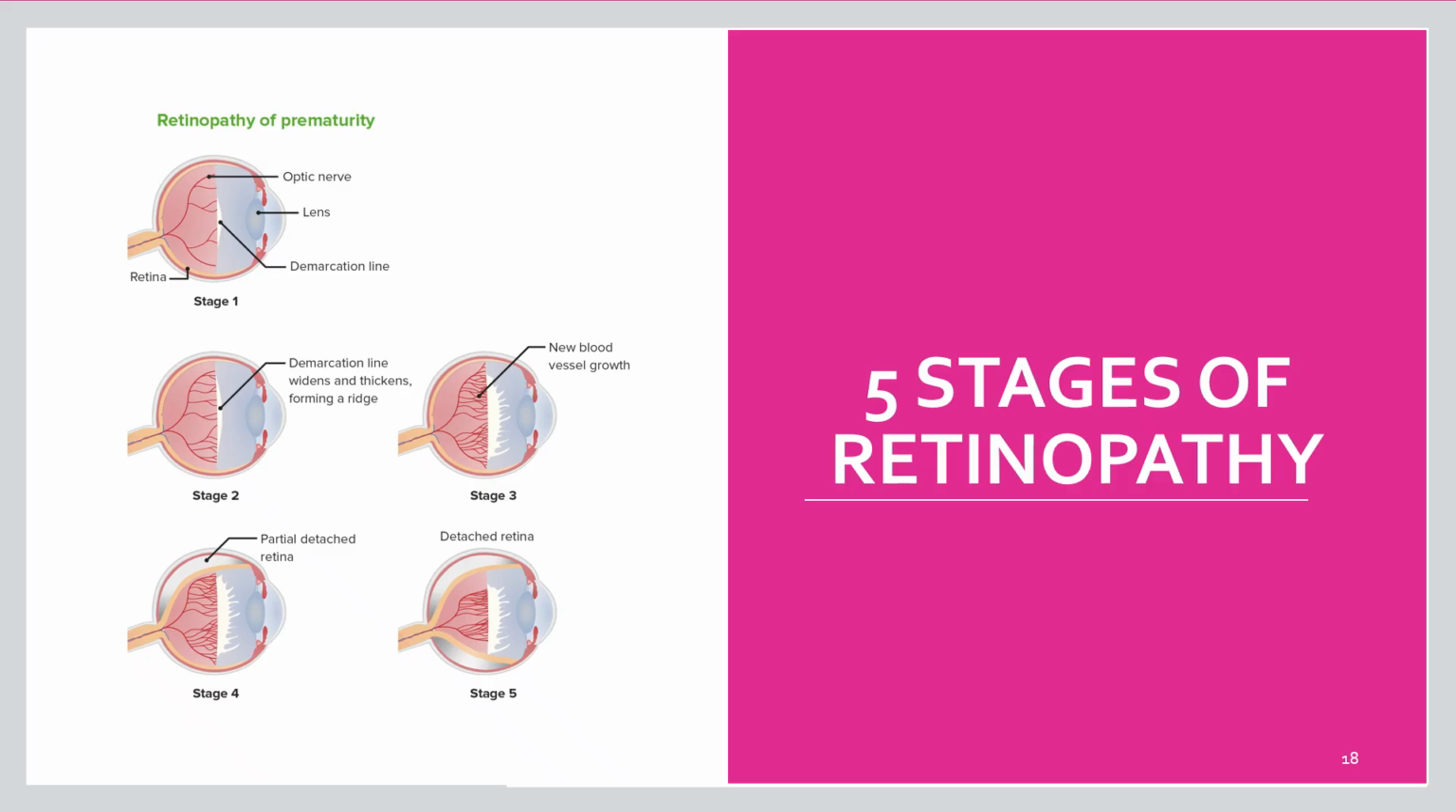And then stage 4, partial detachment of the retina. So now the retina is detached from the globe. This is the globe, the eye globe. The retina is detached from here, and this is partial detachment. This area is detached, but this area is still attached. And here in stage 5, the whole retina is detached from the globe. So this can cause blindness in the baby.